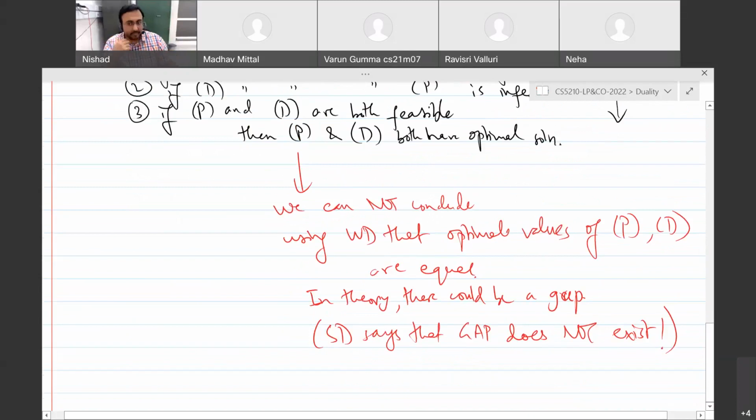Sir, one question related to this. When we were doing auxiliary LPs, there also we were talking something very similar, that if I have an LP, I can formulate an auxiliary LP, and based on that, I will decide the feasibility or infeasibility of the original one. So is this related to the primal dual problem anyway?